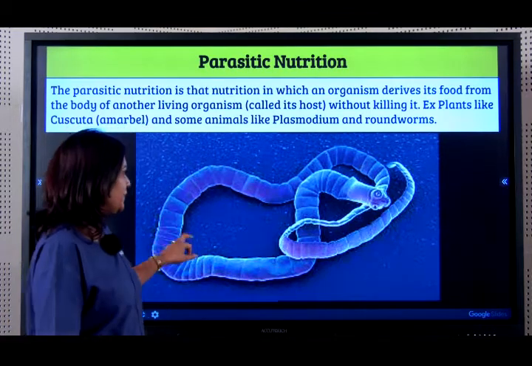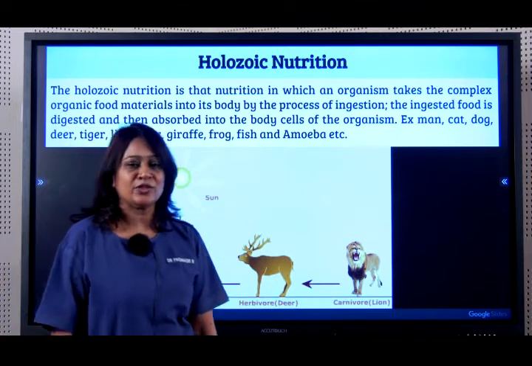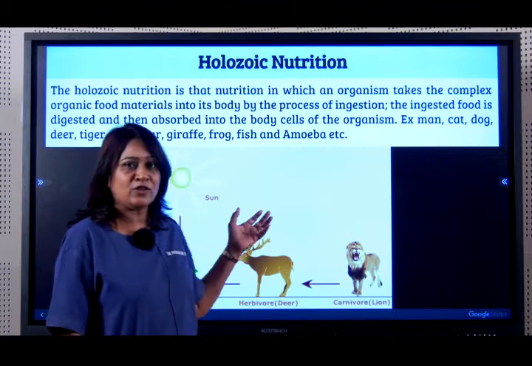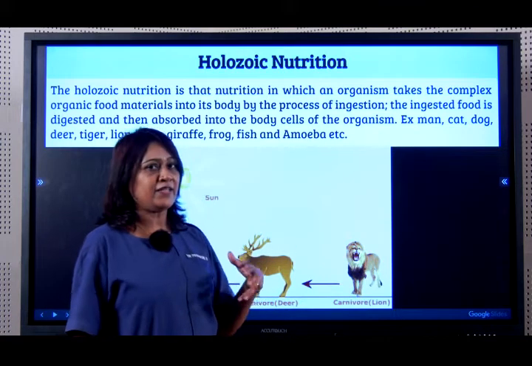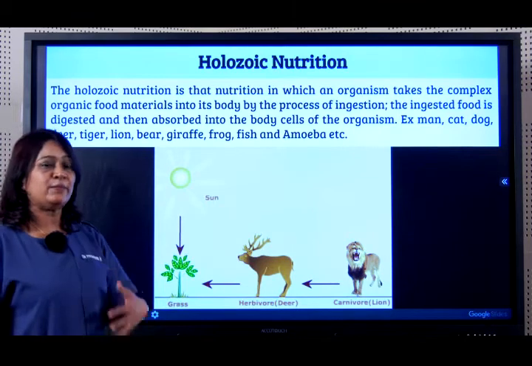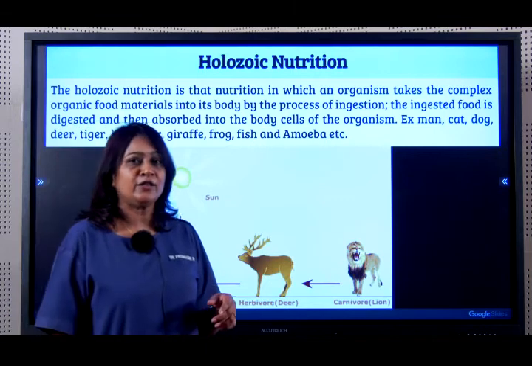Now coming to the most important type, you have the Holozoic nutrition, and in this nutrition the organism will take in complex food, which is the food that we eat, break it down into smaller types of food which can be utilized by the body, and that will be converted into energy.